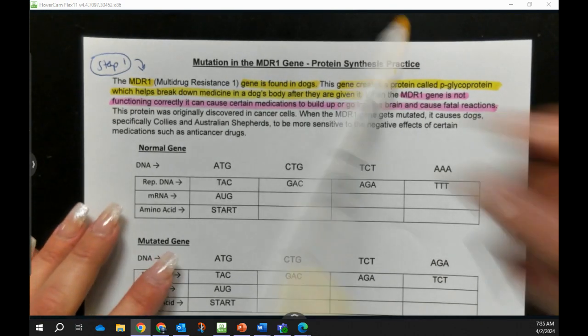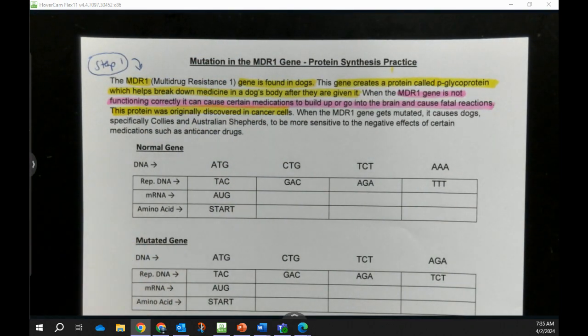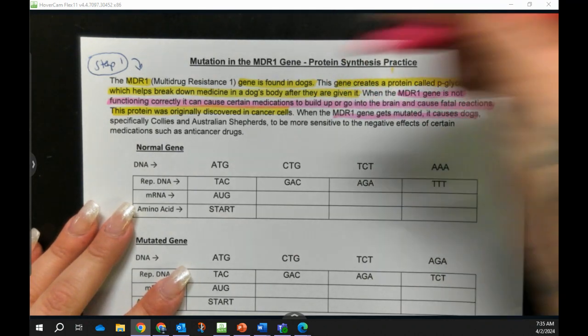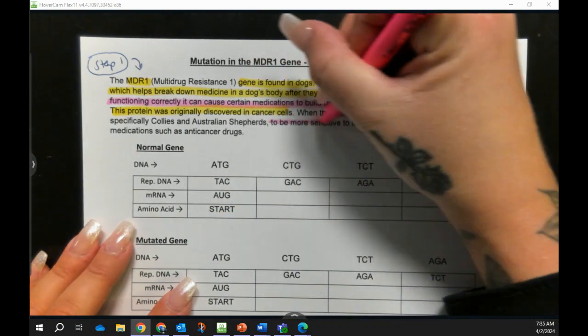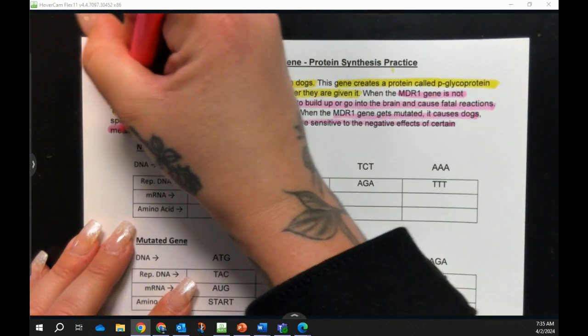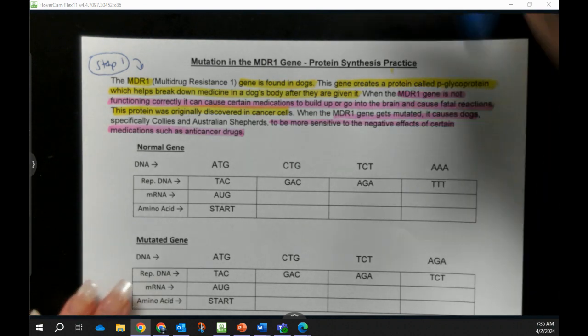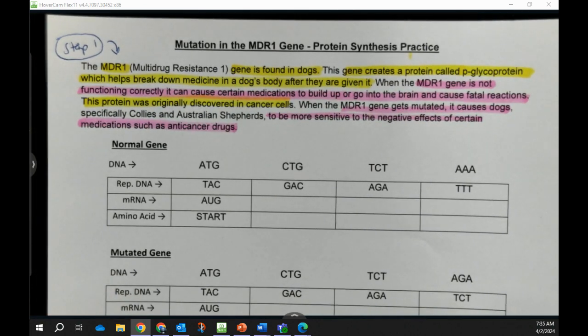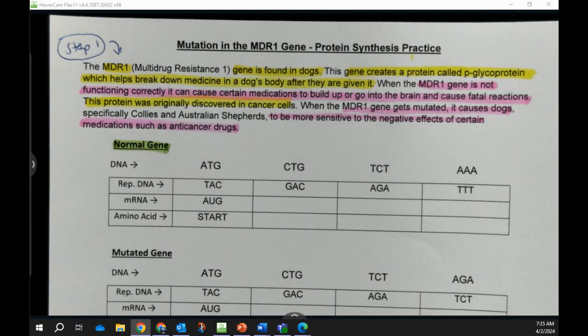This protein was originally discovered in cancer cells. When the MDR1 gene gets mutated, it causes dogs, specifically collies and Australian shepherds, to be more sensitive to negative effects of certain medications such as anti-cancer drugs. Okay, so though it doesn't tell us all the information, we can use what we've highlighted to help us understand what the MDR1 gene does. Okay, so we have our normal gene versus our mutated gene.